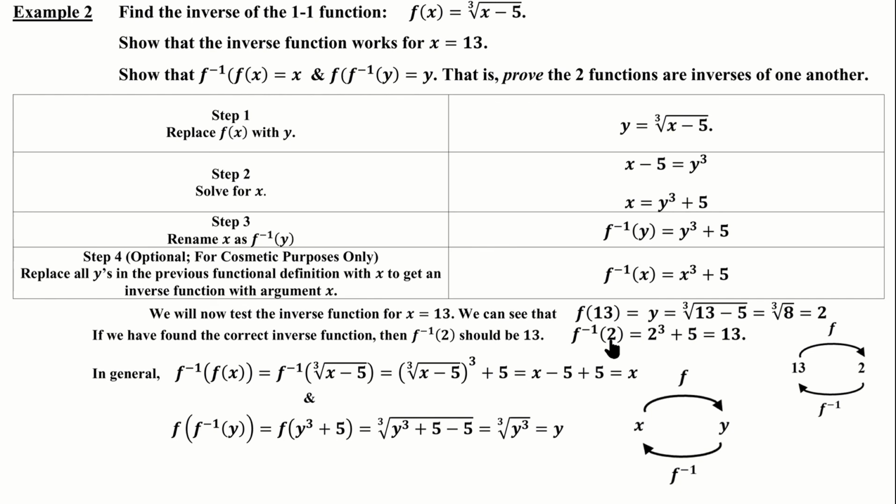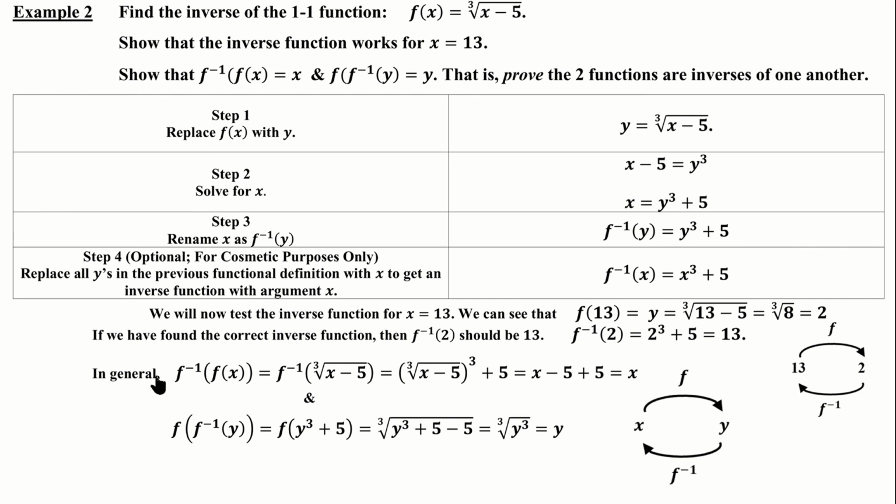F inverse of 2, remember, that means here in this definition, wherever you see x, replace it with 2. Notice that's going to be 2 cubed plus 5. And 2 cubed is 8 plus 5 gives us 13. So we just did a demonstration with just one input, which showed that when f sends 13 to 2, f inverse doesn't in fact send 2 back to 13.